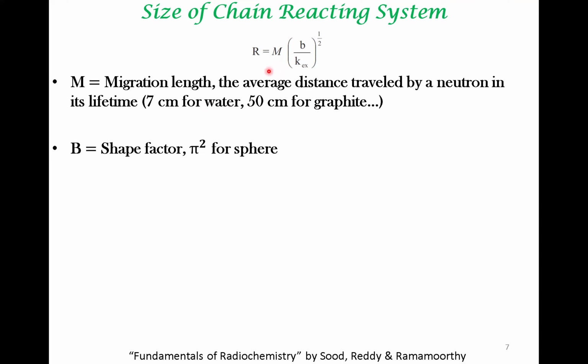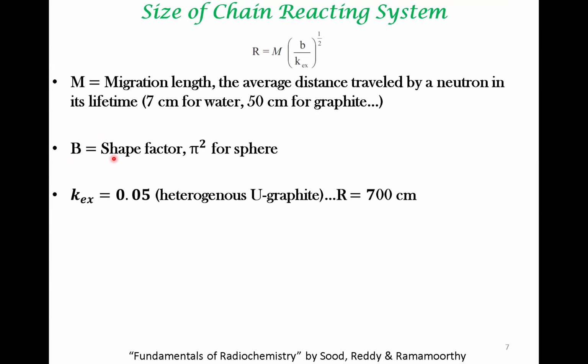So this factor B is a shape factor, depends upon the way the nuclear reactor and fuel is assembled. It is pi squared for a sphere. This is all well documented, the shape factors. From basic aspects of diffusion, we know this. And then the other important factor here is k-excess. We have defined this in our previous lectures. So if you have, let's say, 0.05, this is for heterogeneous uranium and graphite moderator.